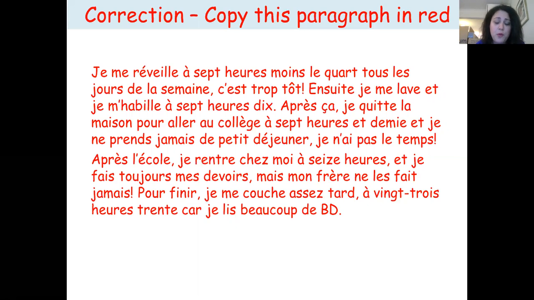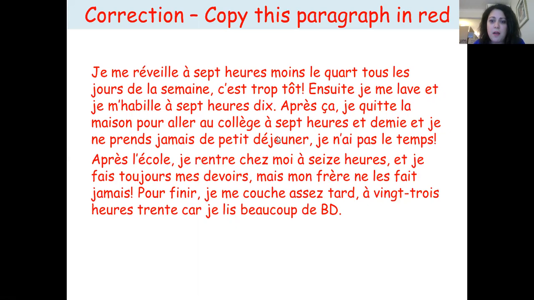Okay, so after copying this paragraph in red in your book, I would like you to have a think and look at your mistakes. So where were the mistakes? So did you forget the reflexive pronoun, je me réveille? Okay. Did you forget that me before a vowel or H becomes m apostrophe? Therefore, je m'habille, m apostrophe habille, because there's an H afterwards. Did you forget the accent on the à before the time? À 7h10.